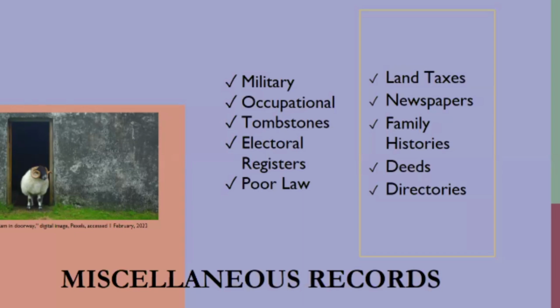Occupational records. Let's say you were a carpenter and you belonged to a carpenters organization or union. You could find records on that. Tombstones, electoral registers, poor law union records, land taxes, newspapers. There was a lot of information in a lot of the different newspapers. You might find a family history, say on the Campbells or the McDonalds, deeds and city directories as well. So perhaps you're looking for those living cousins back in Scotland. You could check out some city directories and see if you can find some people living in the same area.